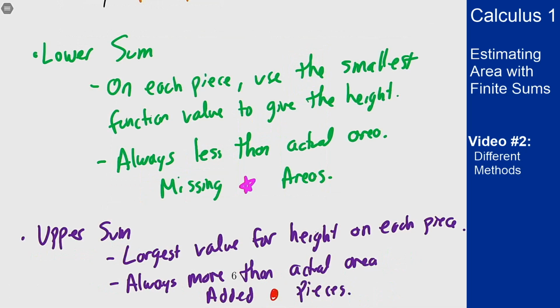So if I wanted to get an approximation of this area, what I could do is find a lower sum and an upper sum, and then just say my area must be somewhere between those two values, and that would give me a way to get a bound on where this area could be.